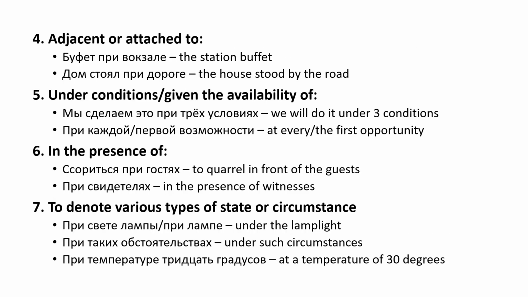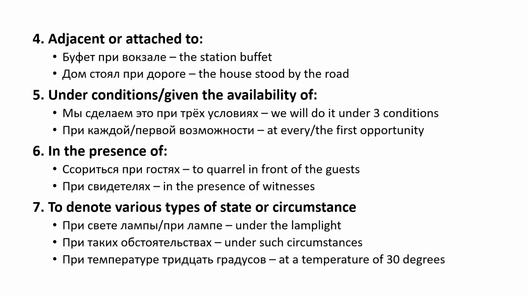Pri is also used to express something being adjacent or attached to something else. So буфет при вокзале would mean the station buffet. Дом стоял при дороге, the house stood by the road, and so on. Then it can also be used, it often goes with возможность, which means opportunity, to say при каждой or при первой возможности. And then при is also used in conjunction with условия, which means condition. Мы сделаем это при трёх условиях. We will do it under three conditions. So if you ever want to say under the condition that, then the word you use is при and then условия.